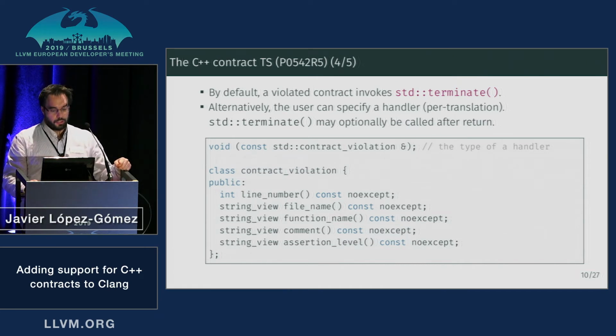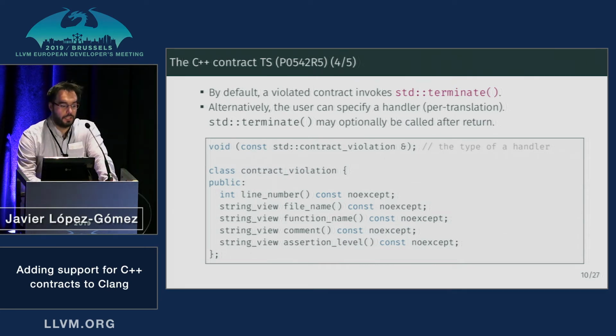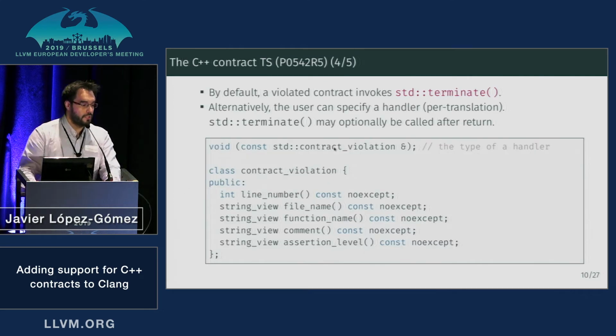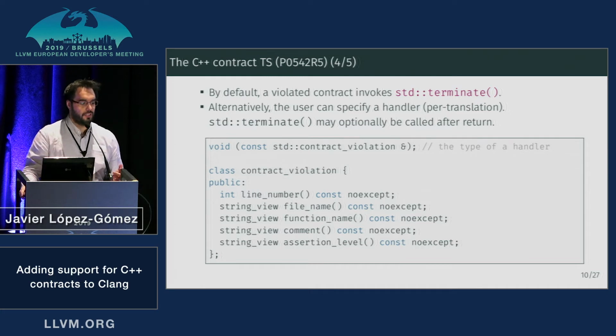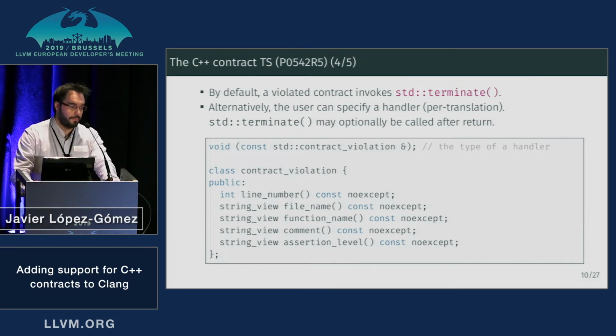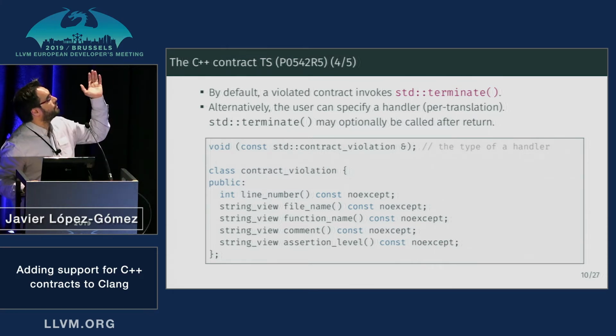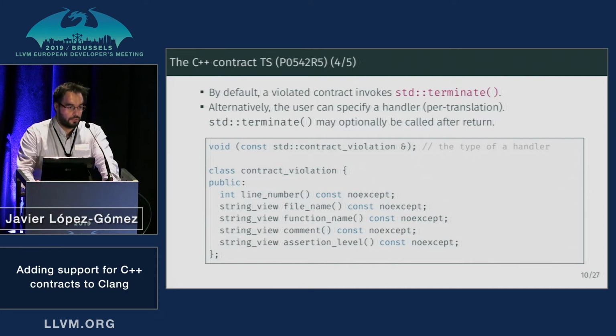Your violation handler shall be passed a reference to an object, which is of this type, contract violation, and these are the members. So whenever your violation handler is called, you can access the line number, the function that the violation occurred on, the level of the contract, and so on. This is all in the previous document, in the P0542. You can check it out on the web.